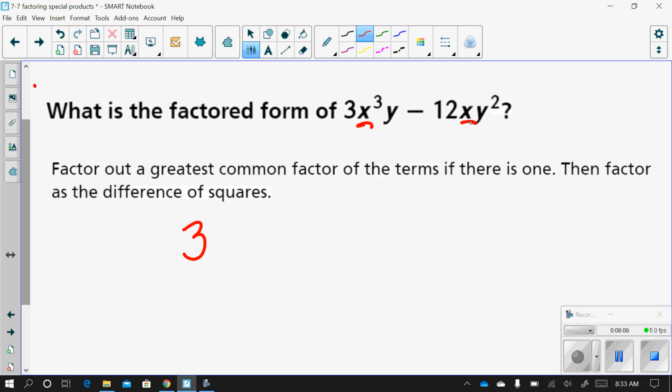Do they have any x's in common? I have 3 and I have 1, so they have one x in common. Check out my y's, 1 and 2, so they definitely have at least 1 in common. So let's see what we have left. If I have 3 times what gives me 3, it's just a 1. I had 3 x's, I took 1 away, so I still have an x squared. I had 1 y and I took it away. So 3 times what gives me negative 12? 3 times negative 4. I had 1 x and I took it away, so I don't need to worry about the x's. I have 2 y's and I took 1 away, so I need 1 more y.